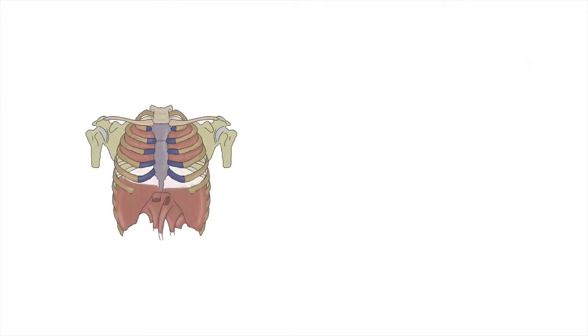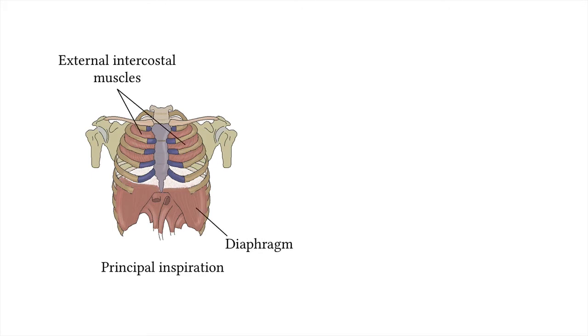Let's begin with the muscles of principal inspiration. When you're at rest, you use 2 sets of muscles, the diaphragm and the external intercostal muscles. To exhale at rest, there are no special muscles involved. You exhale as a result of the principal inspiration muscles relaxing.